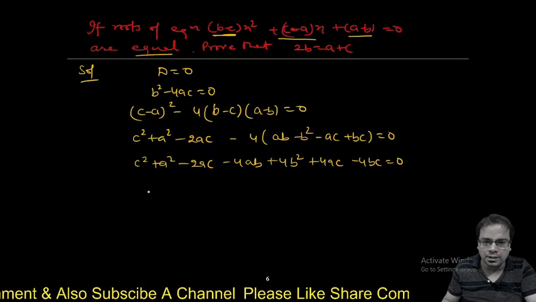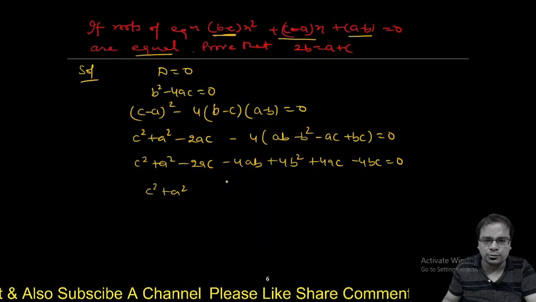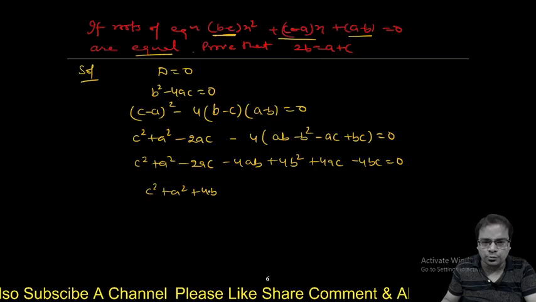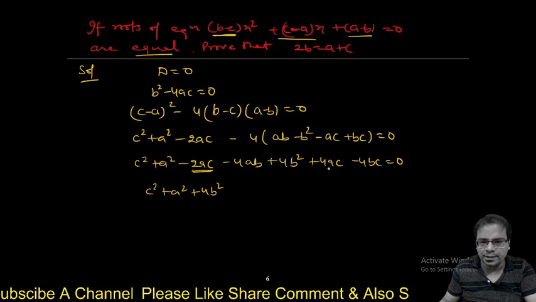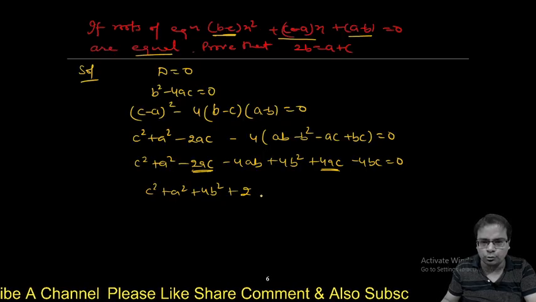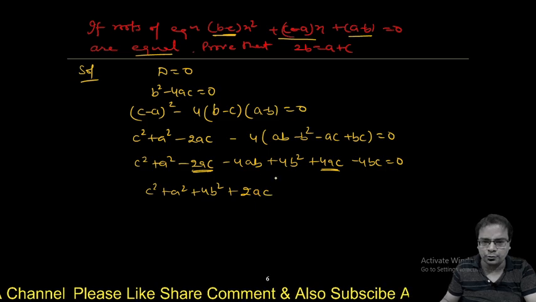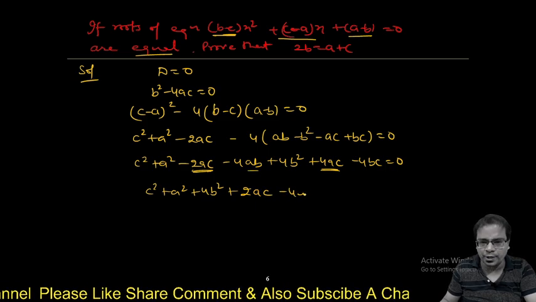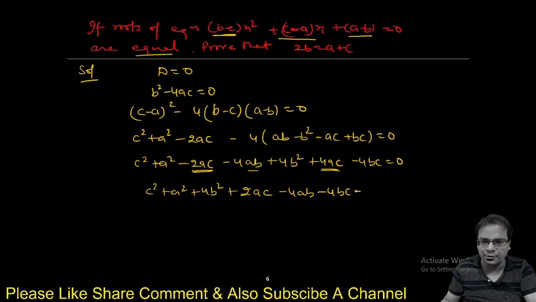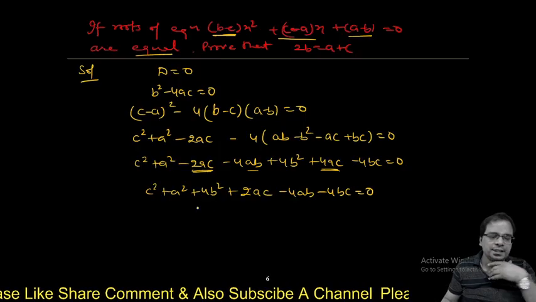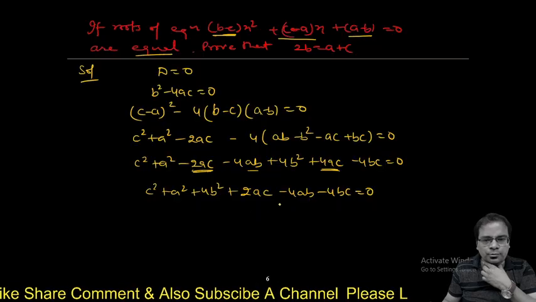What is eliminated here? c square plus a square is as it is, plus 4b square is also as it is. For 2ac and 4ac, 2 minus 4, it becomes plus 2ac. 4ab we write as it is, and minus 4bc we write as it is. Okay. These are the terms we have to put here.